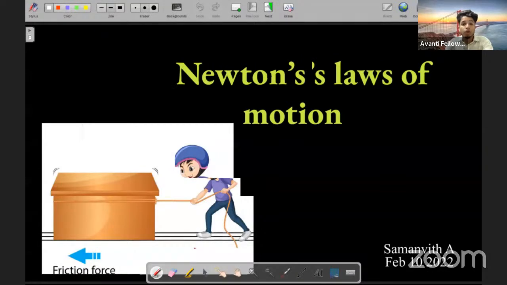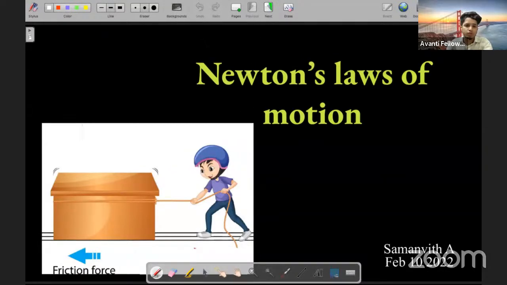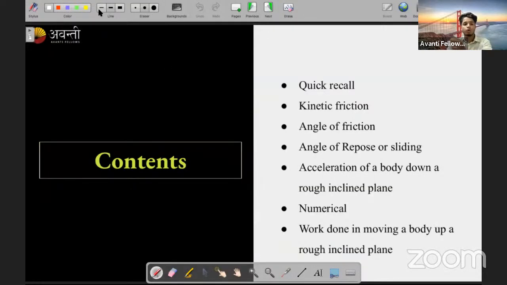So, students, we were talking about Newton's laws of motion, and we have studied a lot of things till now. In today's class, we are also going to study a lot of things. Yesterday we had certain technical issues, so we had to end our class very early. So in today's class, we'll quickly recall whatever we studied.